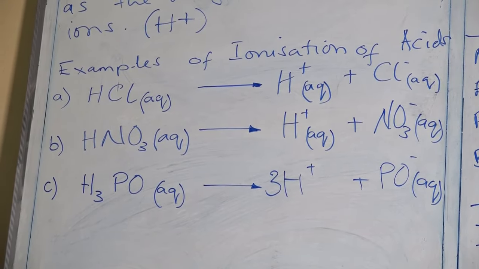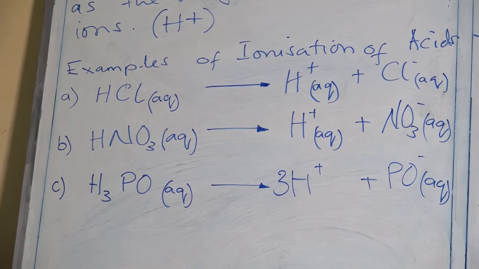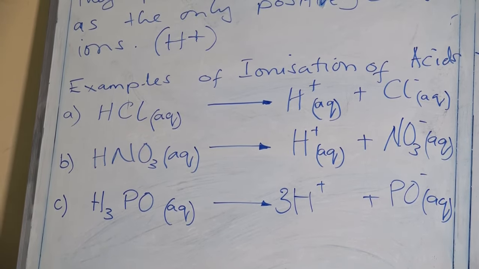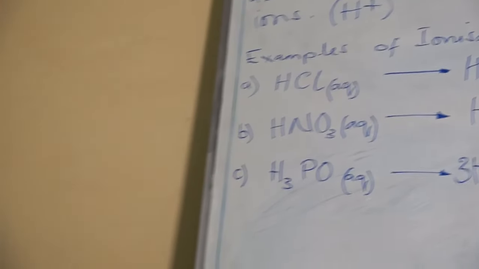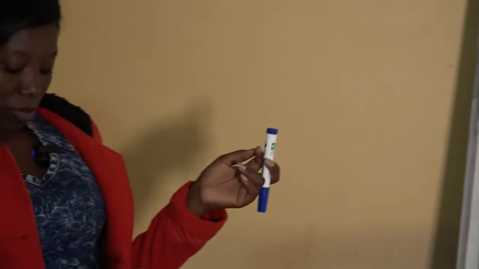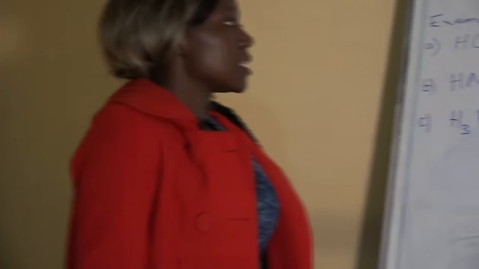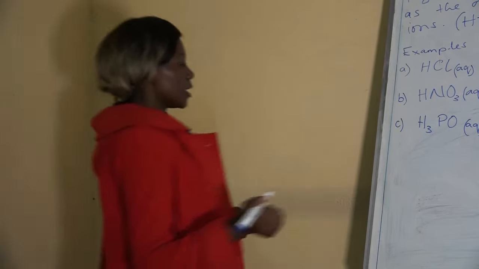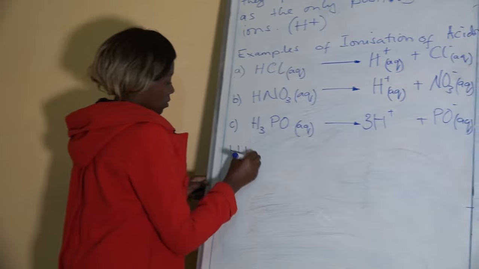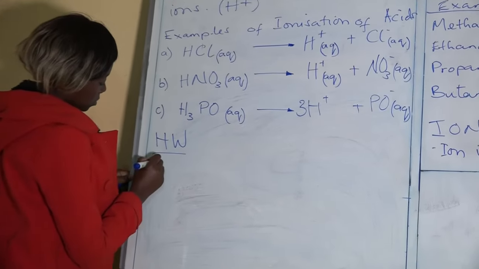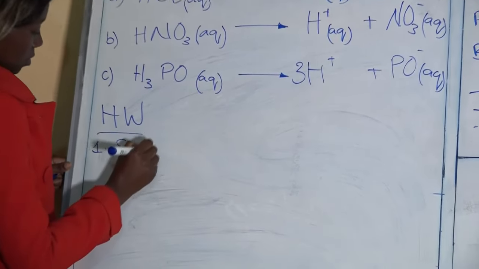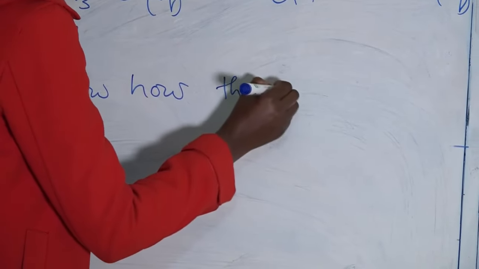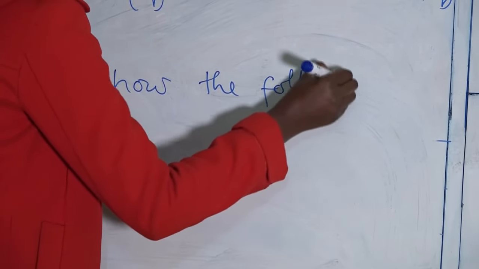The other parts of the reaction, or rather the mineral part of the acid, dissolves and comes out negatively charged. Only the hydrogen ion is positively charged. Okay, so this is how acids are ionized. You can, as your homework, show how the following acids are ionized.